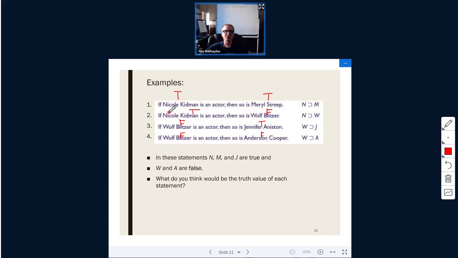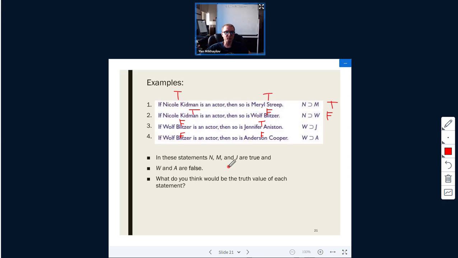Let's look at that. So if Nicole Kidman is an actor, then so is Meryl Streep. Is that true, the whole thing? Yes, it is true. That's of course easy to figure out. If Nicole Kidman is an actor, then so is Wolf Blitzer. Is that true? No, that is false. You can see immediately something rings wrong here because she's an actor but he is not.